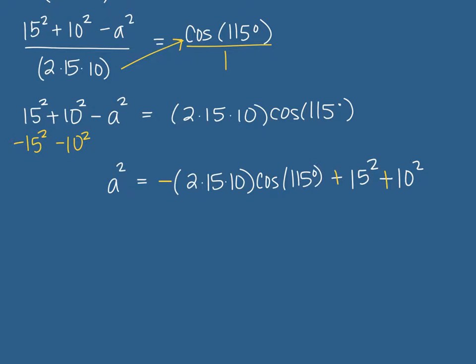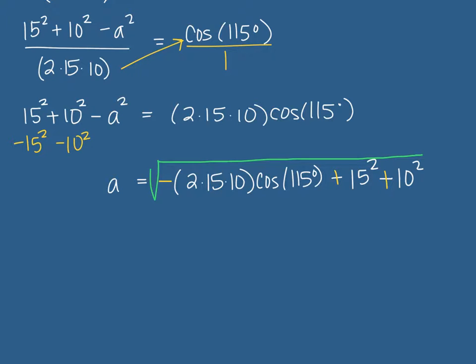And then what's the last thing I got to do to get a by itself? Square root. Okay, so then we are going to square root. So let me get rid of the squared, and I'm going to put a big square root over all of that. Just trust your calculator to do it right. As long as you type it in right, your calculator will do it right.